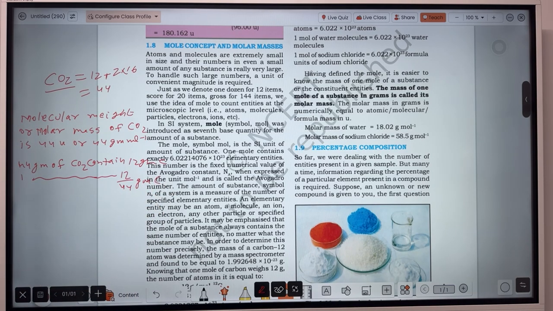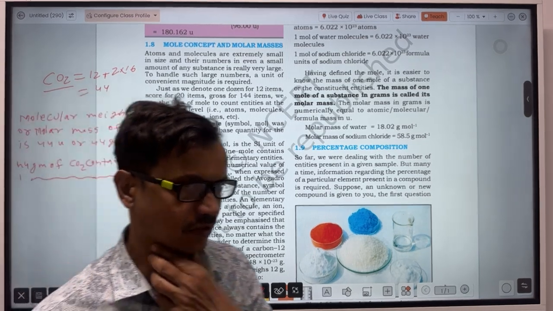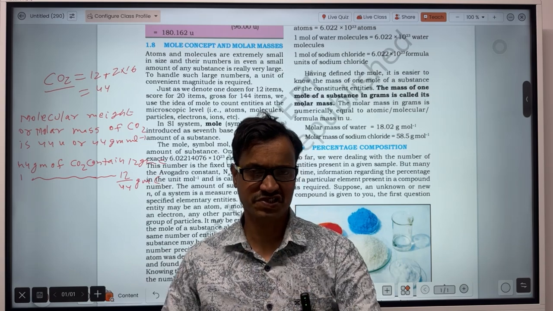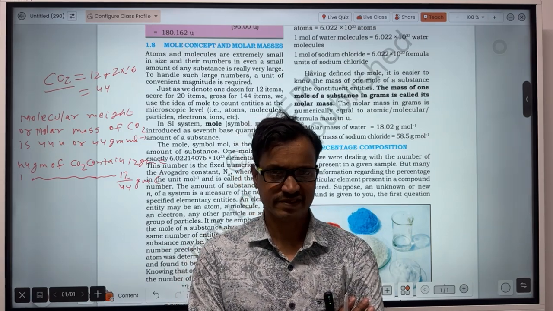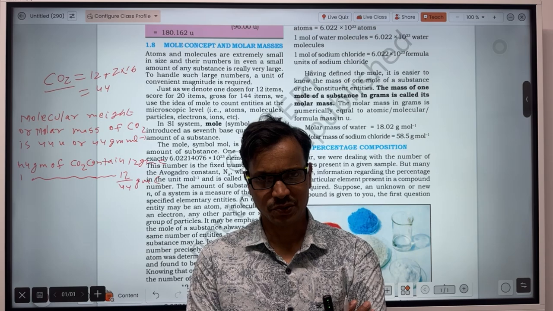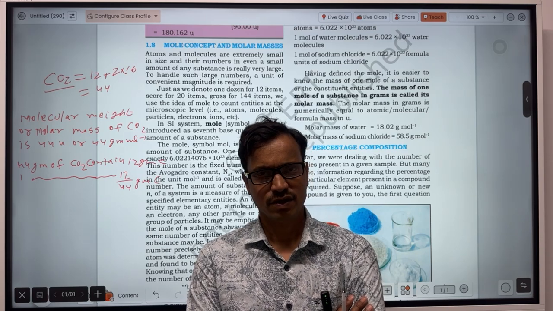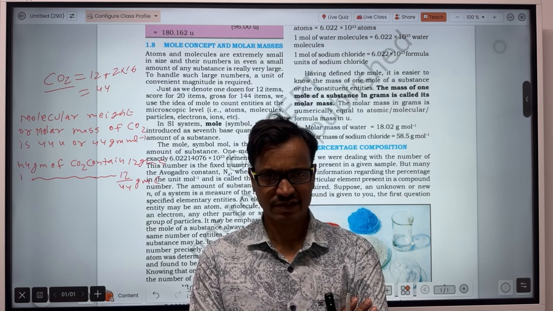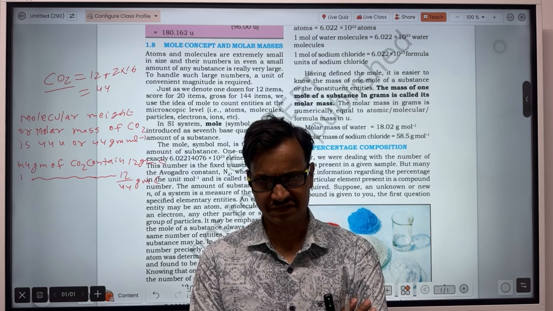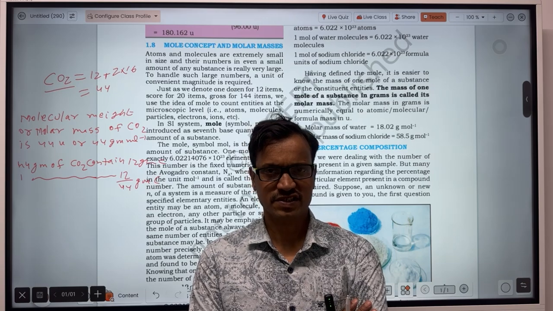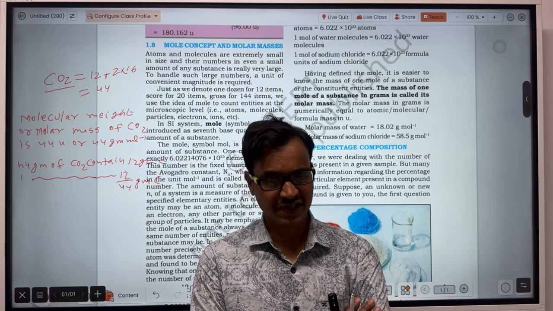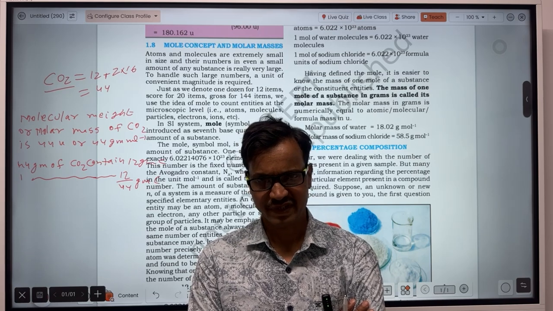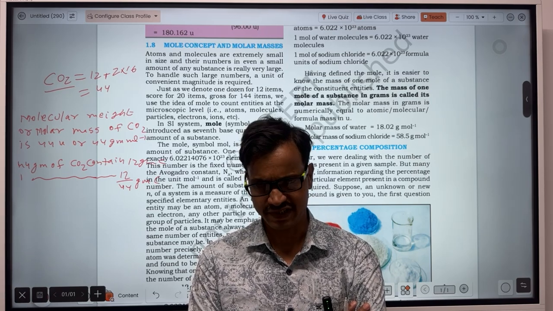And here it is asking for percentage composition, which means we have to find out the percentage composition of carbon and oxygen in CO2. So if the total weight of CO2 is 100 gram, then what will be the weight of its constituent elements? That is called their percentage composition.